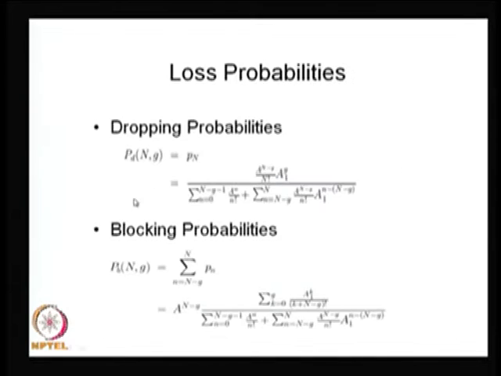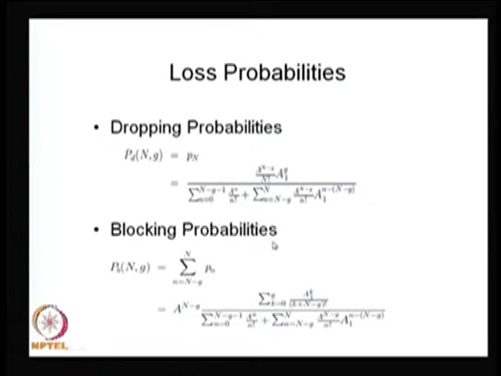Once you know the steady state probability, our interest is to get the dropping probability and blocking probability. Dropping probability is nothing but the handoff calls are dropped because the system size is full. That means all n channels are busy. That means when the system size is capital N, then the calls are dropped. Therefore, the dropping probability is equal to the probability that n customers are in the system. Here n is the total number of channels, and all are busy. Therefore, P suffix n will be the dropping probability.